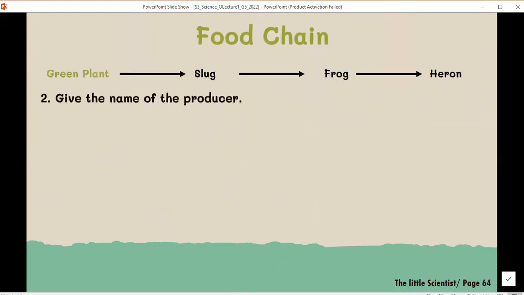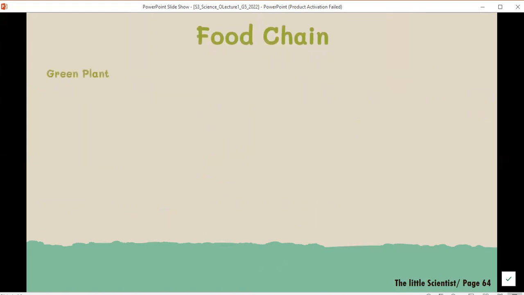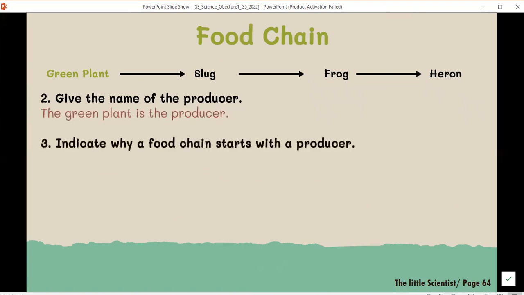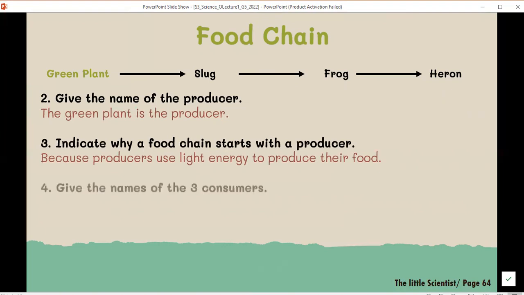The green plant is eaten by the slug. The slug is eaten by the frog. The frog is eaten by the heron. Give the name of the producer. It's the green plant for sure. Why should the food chain start with a producer? As I said, because there is no other organism that can give green plants their energy. They make it by themselves. They make their food by themselves.